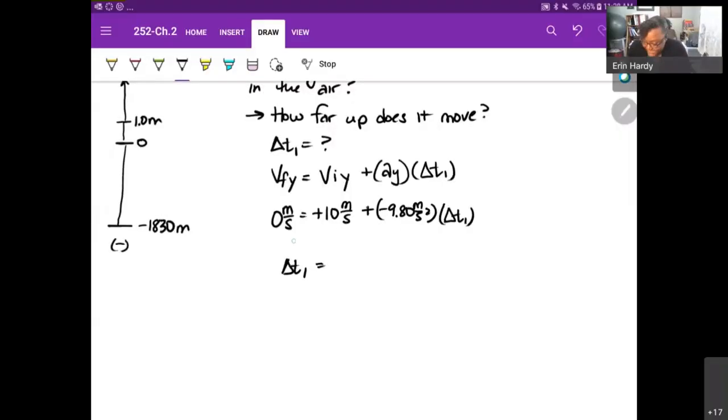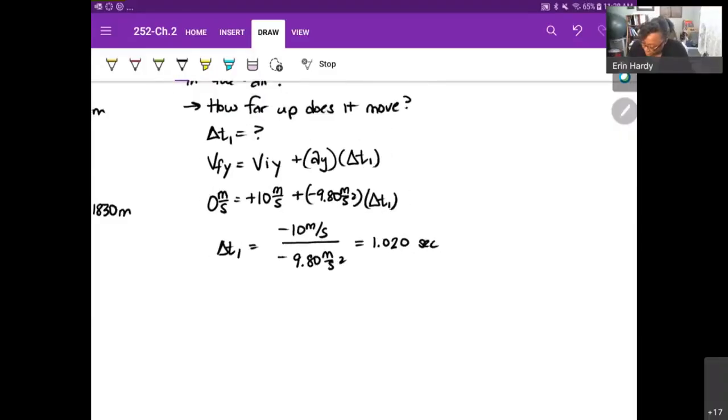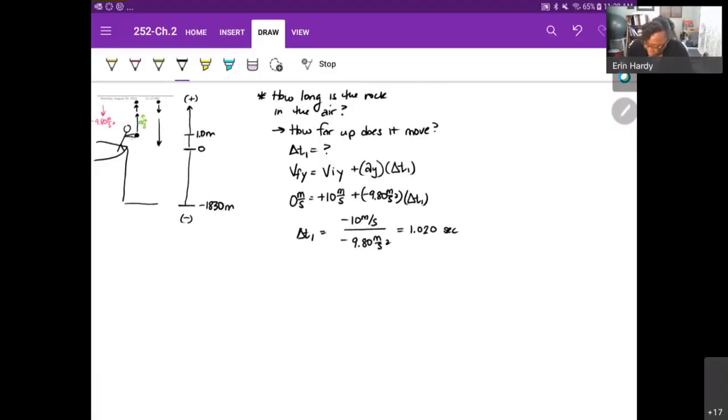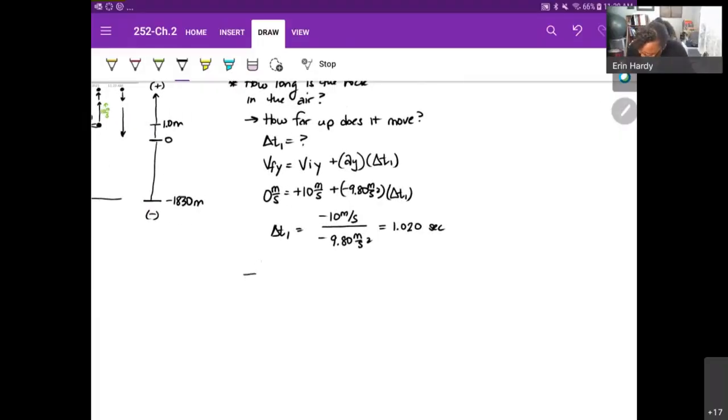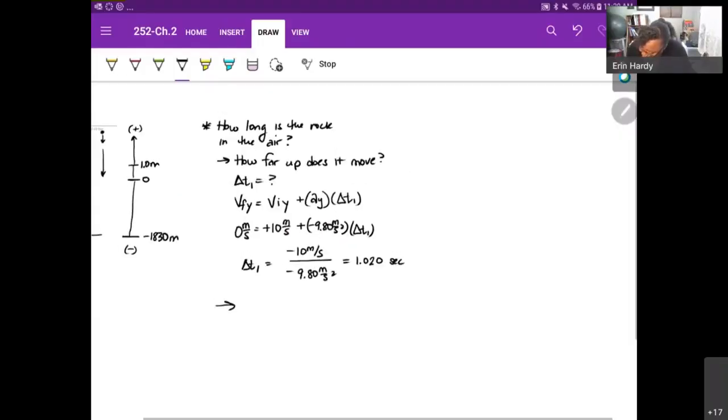So if I move my 10 meters per second over to the side, this is going to be negative 10 meters per second divided by negative 9.80 meters per second squared. So 10 over 9.8. This is going to give me a little bit over a second. So 1.020 seconds moving up. So if it takes 1.020 seconds to go up, I can figure out what the vertical position is at that time. So next question here. Oh, let me.